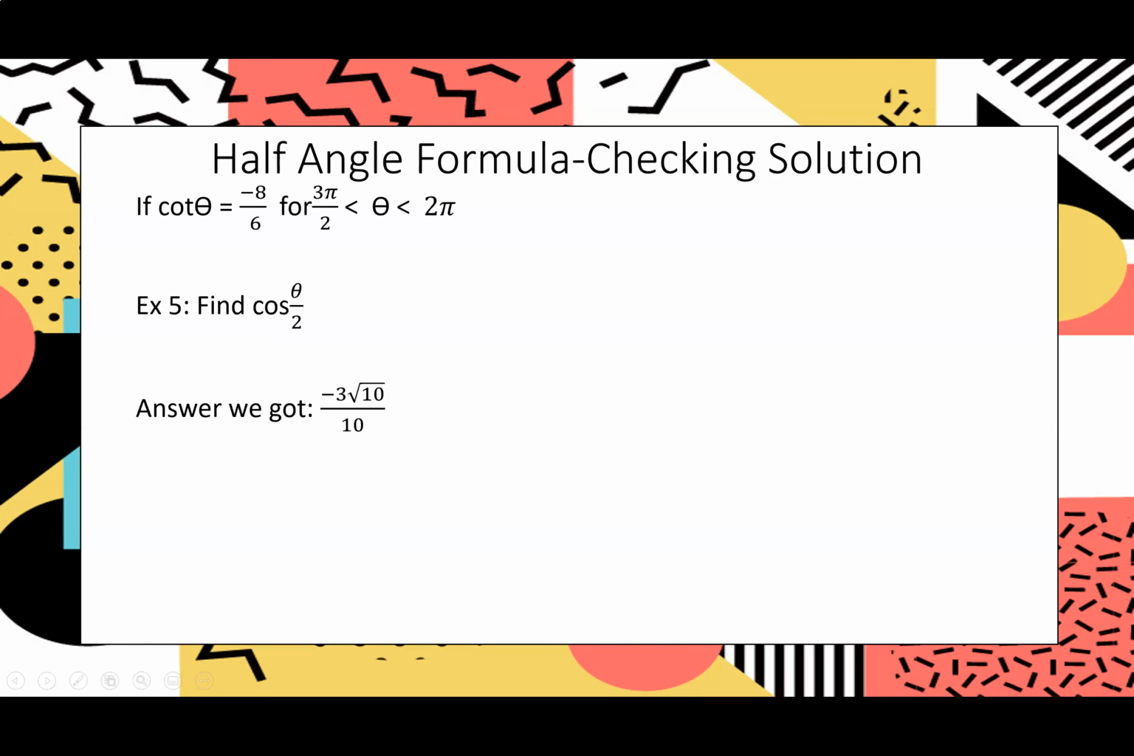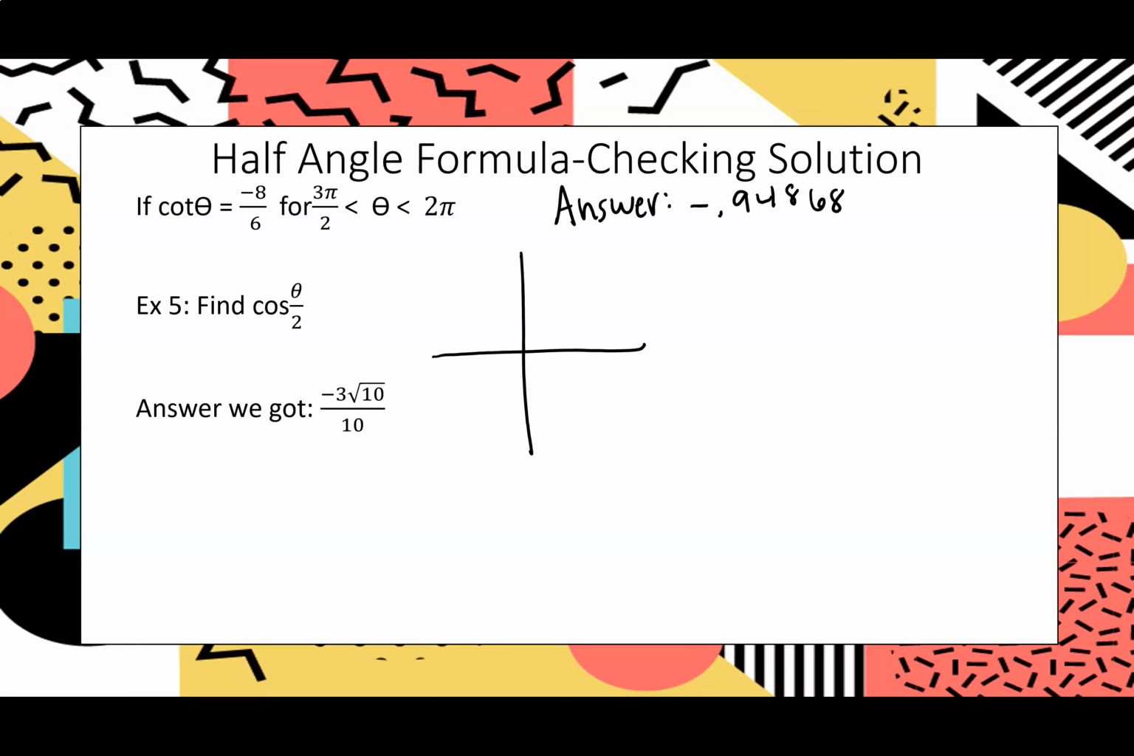All right, last problem here. Just to recall this, we got a -3 root 10 over 10. And let's go ahead and find what that value is as a decimal in our calculator. And I get that our answer as a decimal we found to be -0.94866. Whoa, -0.94868. There we go.